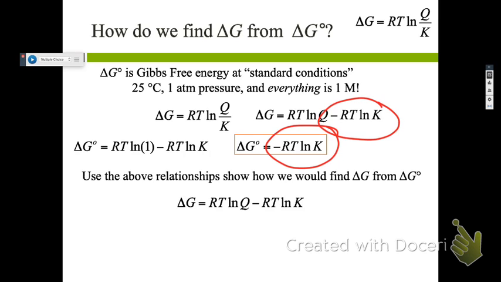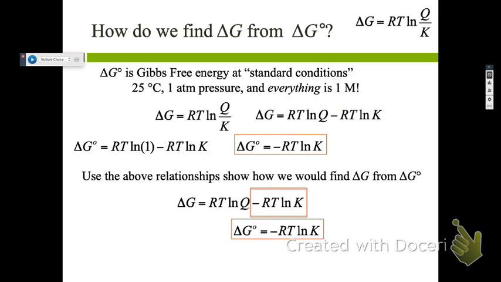Do you guys see that Gibbs free energy at standard conditions is half of this equation? So then what is a simplified version of this equation? So that means if I were to go to a table, I could find what it is at standard conditions, and then if I know what my Q is, I can say, well, it's not actually this because we're not at standard conditions, but I know Q, so from that I can calculate what the actual Gibbs free energy is.